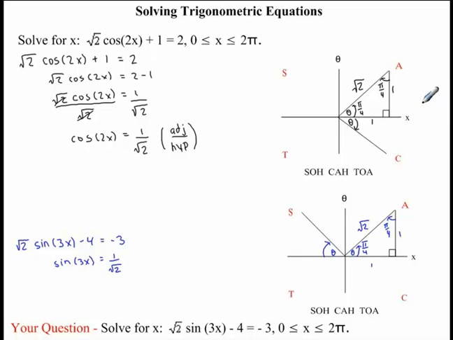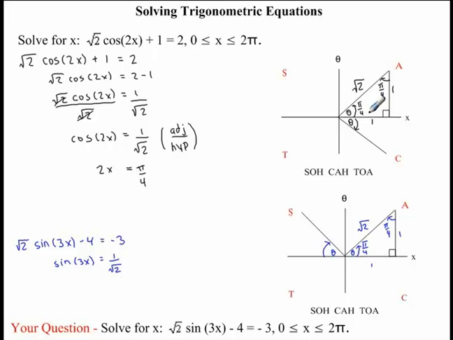Coming back to our question, we realize that our theta, which went from here to here, is really equal to pi over 4. Theta, however, represented our angle of 2x. Therefore, we have that 2x is equal to pi over 4. This is our first angle. We need to solve for our second angle.